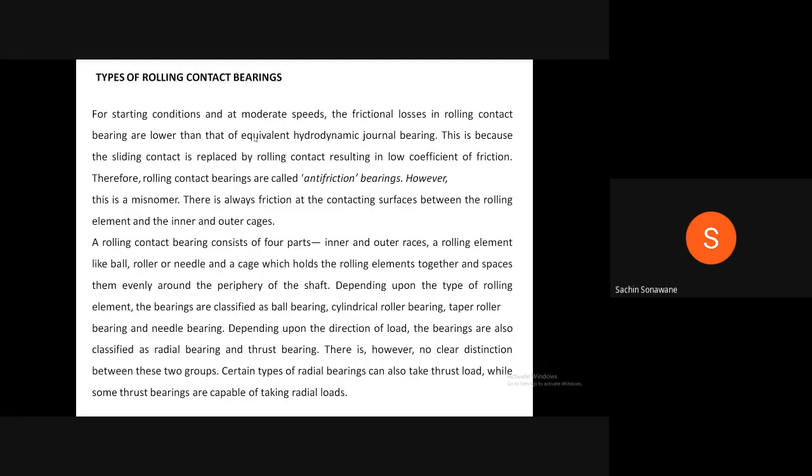Types of rolling contact bearing. Now we will see different types of rolling contact bearings.